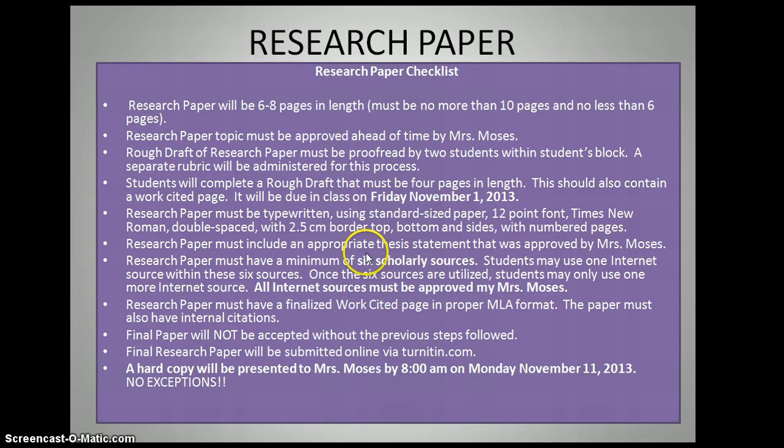Okay. You must have an appropriate thesis statement approved by me, and I'll talk about the thesis statement and creating that in a few minutes here. You have to have 6 scholarly sources. Okay, 6 of them. You can only use 1 internet source within those 6. So you'll have 5 something else sources besides the internet. Listen, I know you all know how to use a Google search.